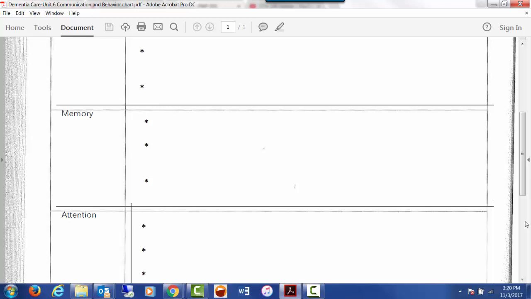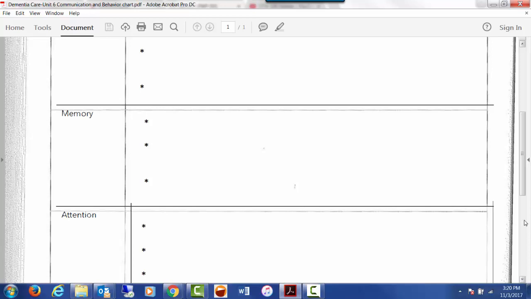Memory challenges. The first communication approach is use nouns and avoid pronouns. For example, nouns would be like shirt, wheelchair, nurse, or book. Avoid pronouns such as he, she, it, they. In order to know what a pronoun is referring to, it is necessary to remember the subject or object of the sentence. People with dementia often do not possess the short-term memory necessary.